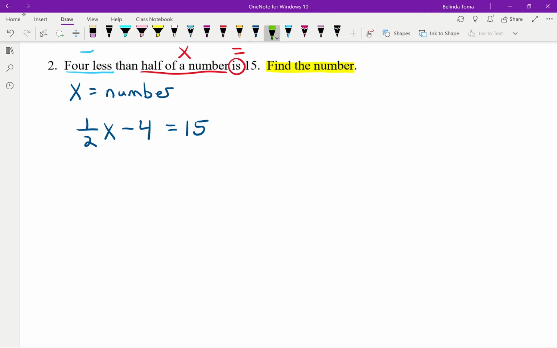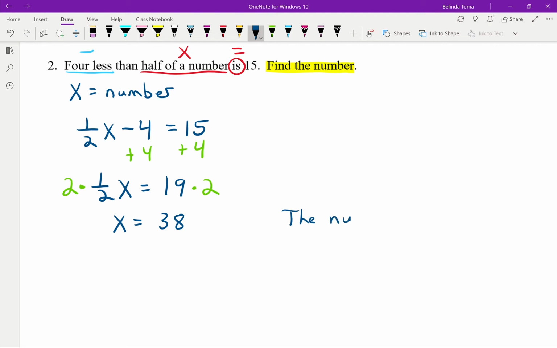So now we're going to use our inverse operations. Because it's minus 4, we're going to add 4. And because I have a half times the x, I want to use the reciprocal and multiply both sides by 2 over 1, or 2. So I'm going to multiply both sides by 2, and I'm going to get x is equal to 38. Again, the number is 38.